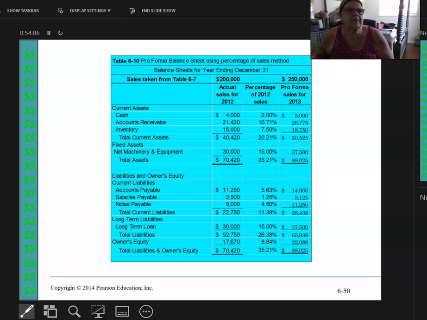There are a few more slides, but I'm going to let you finish looking at them on your own. They're mostly charts and graphs, and this is where we're going to stop for chapter 6.